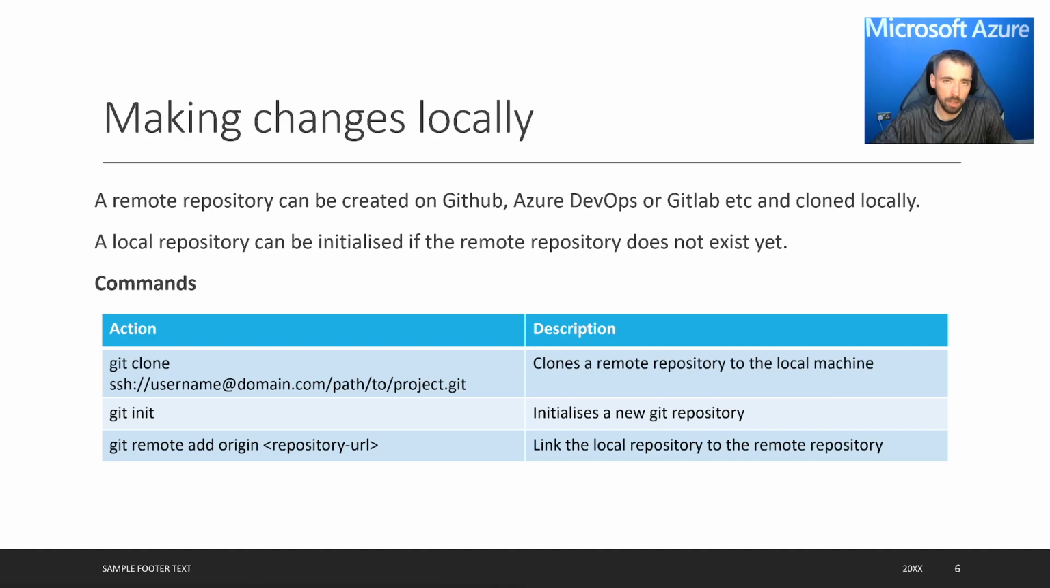Alternatively, if we're not cloning an existing repository, we can do git init, and this initializes a new repository on our local PC. If we use the initialize command to create the repository on our local PC, we need to create the remote repository separately, and then we can do git remote add origin and then the repository URL, and this will create a link between our local repository that we initialized and the remote repository.